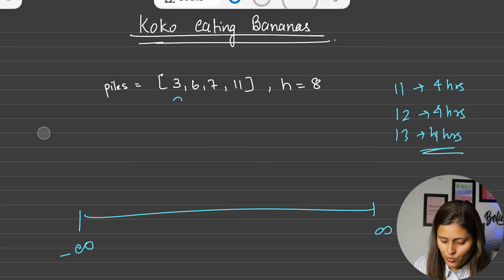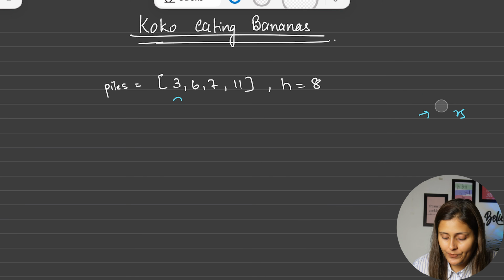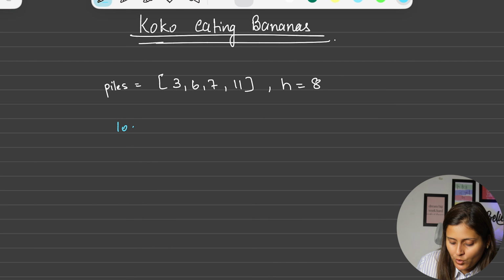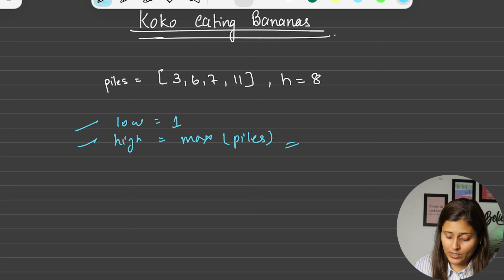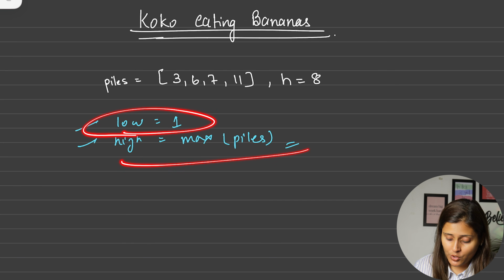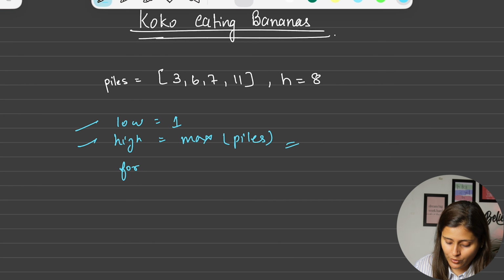So now let's try to write the brute force code here. For the brute force code, the low value I want to initialize with 1 and the high value I want to initialize with the maximum of piles. So definitely you have to calculate it by running the whole for loop in Java. I'm just writing it like that here. So low and high are fixed. Now my answer will definitely lie from 1 to this. So I would like to run a for loop: for int i equal to low, i less than or equal to high, i plus plus.